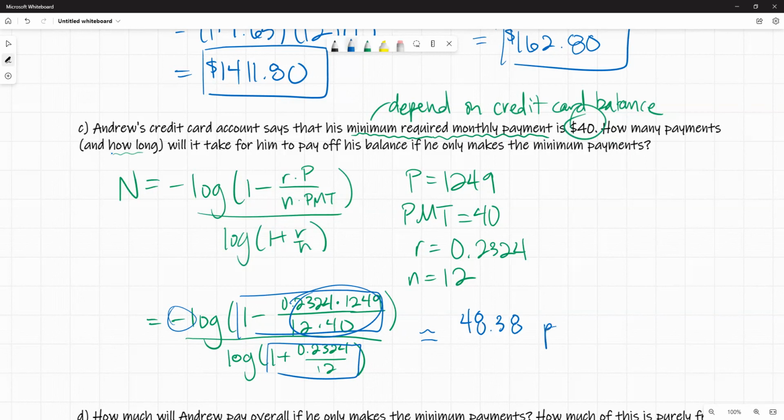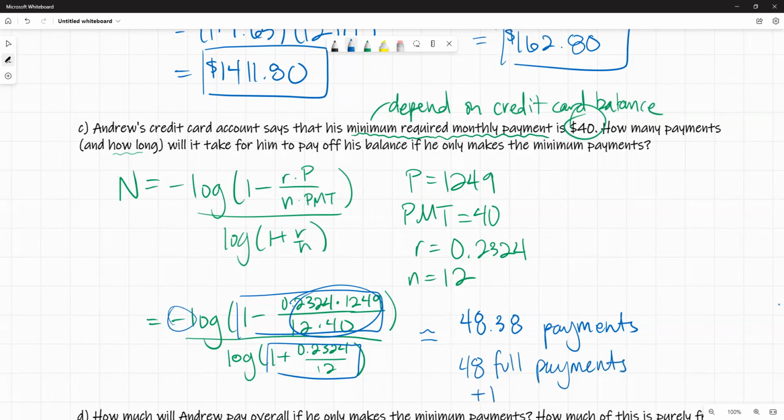And here it's 48.38 payments. Now, as far as reporting this final answer, we don't want to round it down to 48 because you do need to make more than 48 payments. This 0.38 means we're making part of a payment. So I don't want to round down to 48. We also don't want to round up to 49 because you're not making an entire extra payment after this 48th payment. So the way we'll report this is we'll say 48 full payments.